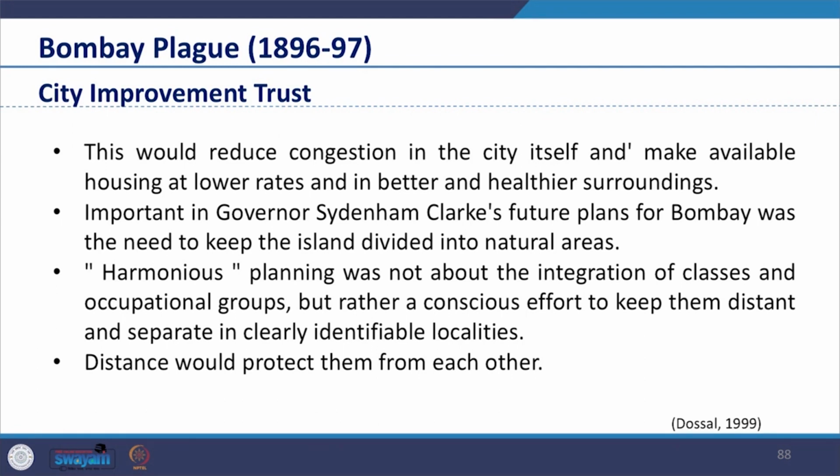Important in Governor Clerk's further plan for Bombay was the need to keep the island divided into natural areas. A further development would take place according to class and occupation, and the divisions should as far as possible be localized, that is, remain separate. Harmonious planning was not about integration of class and occupational groups, but rather a conscious effort to keep them distant and separate in clearly identifiable localities. Distance would protect them from each other.